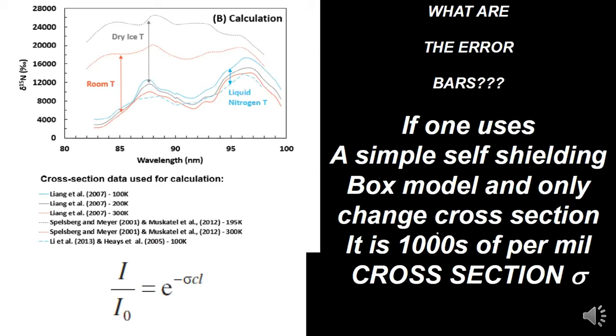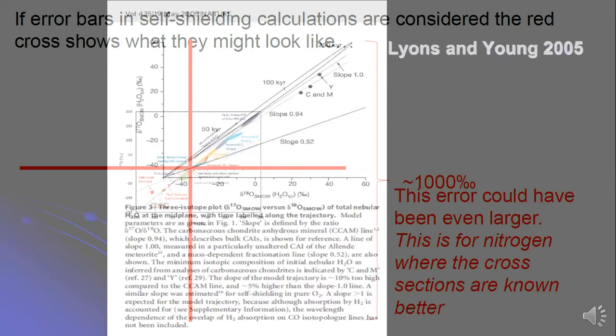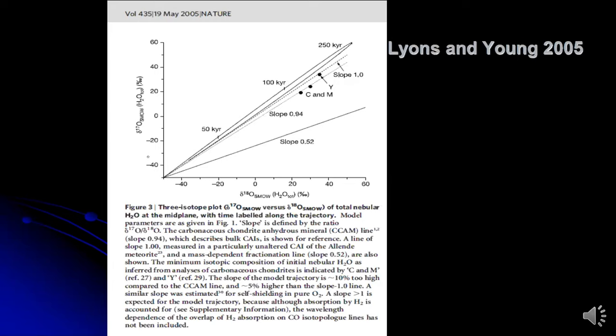This is all the better you can do. So here's the error bars of about 1,000 per mil. And here are all the meteorite measurements, plus the water that you make in the models are here. So this puts a limit on what you can say. If you look at some of the shielding models, here's I think one of the first ones, you can see these beautiful lines showing 50,000 and 100,000 years of evolution, 250,000, it shifts around.